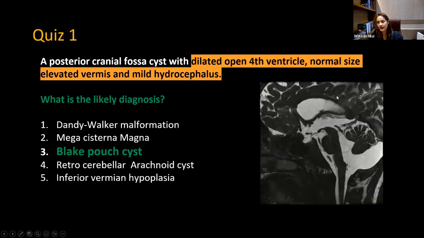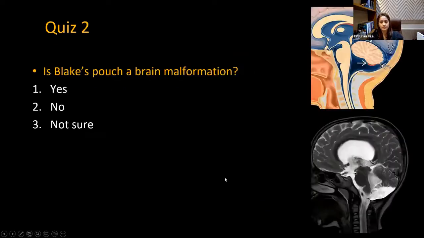So initially I asked about this image, and most of you were thinking of the Dandy-Walker malformation. Now it was not the case of the Dandy-Walker, it was a case of the Blake's pouch. In cases of the Dandy-Walker, remember the severity of the vermian hypoplasia? So this was the answer of quiz number 1.